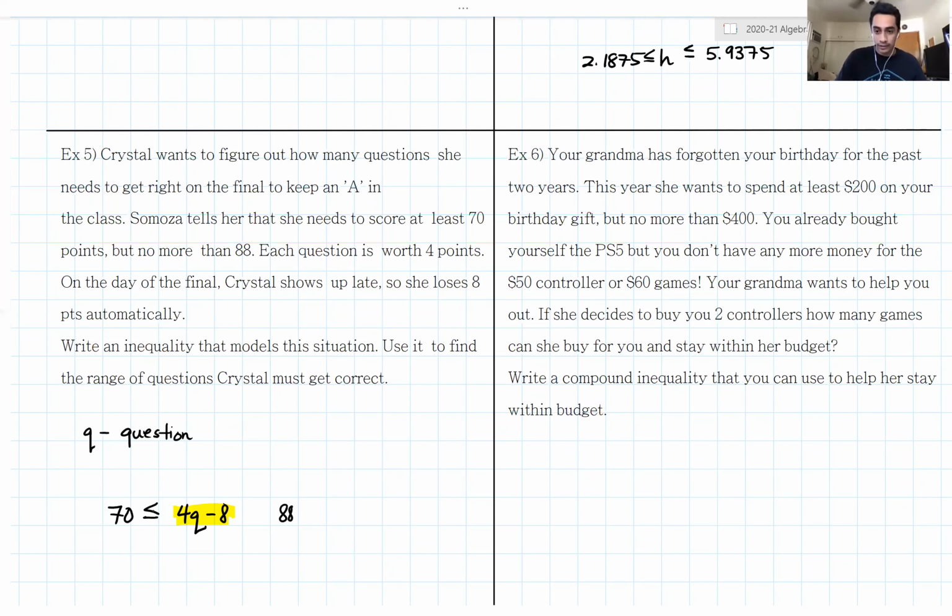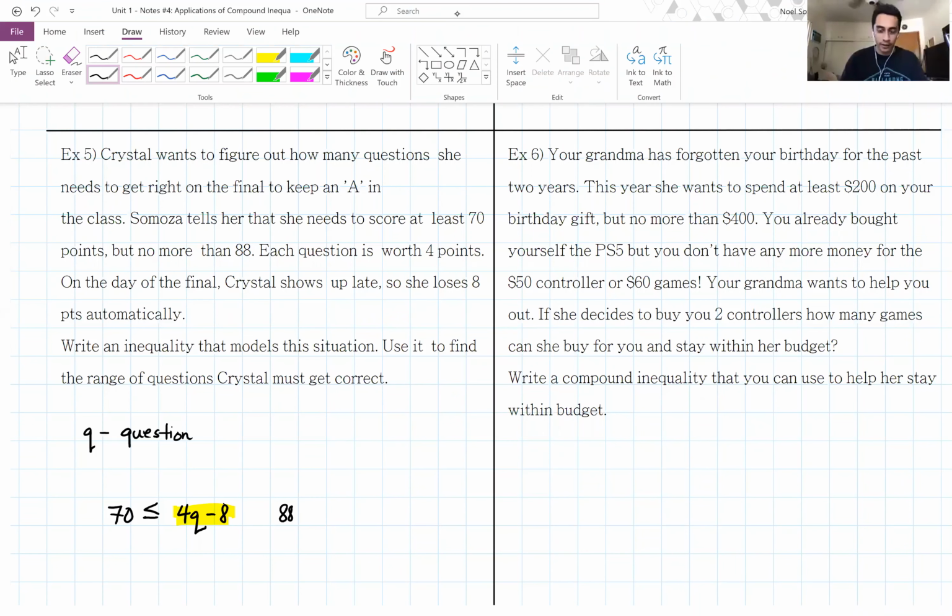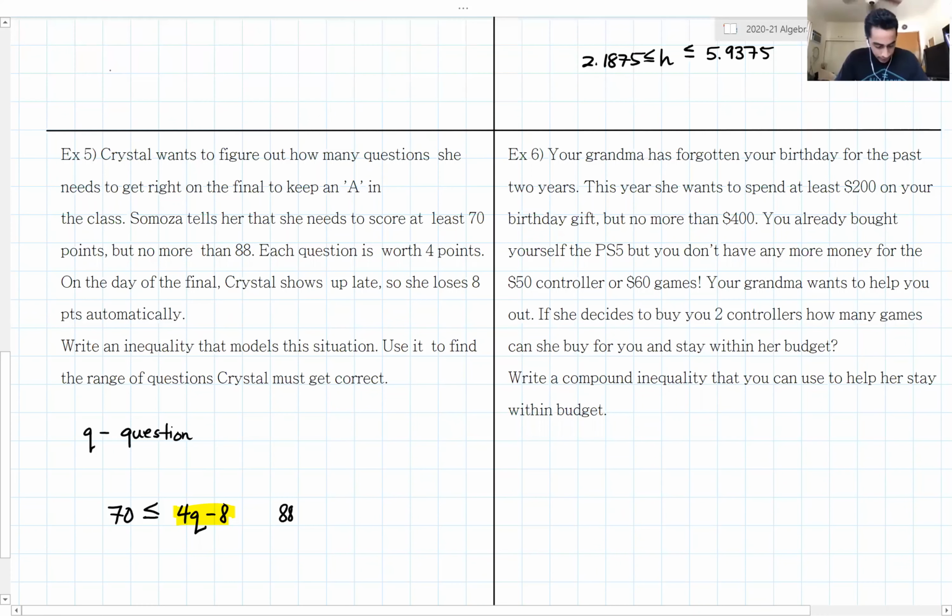We could also do that. It's another way to set it up, if you can see that far ahead. And then for 88, right? No more than 88. What do you think?